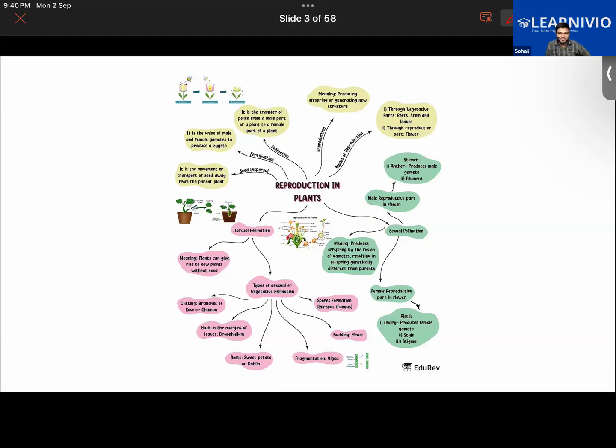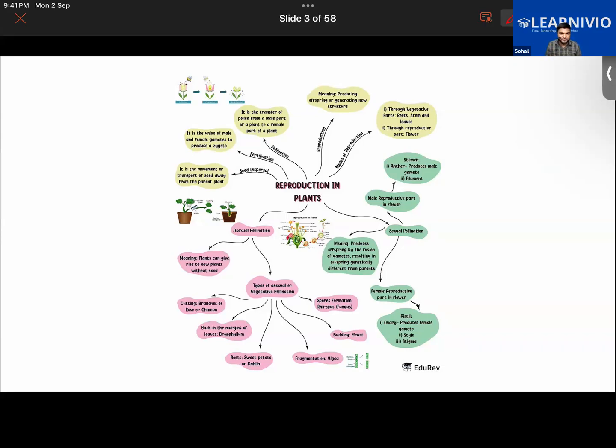So in the chapter, what we'll be learning now is asexual reproduction, how plants will be able to give birth to new plants without the seed, like by cutting some branches of the rose or champa flower, we can grow a new rose plant just by cutting its branch. Or the bryophyllum leaf, how we can grow a new bryophyllum plant without the seed, how potatoes or dahlia can be grown without the seed, or in algae, how fragmentation will be important, how yeast will be growing without the involvement of seeds. All these things we'll be learning here. So plants will be following the asexual mode of reproduction, where only one parent is involved. The parent of opposite gender will not be involved.